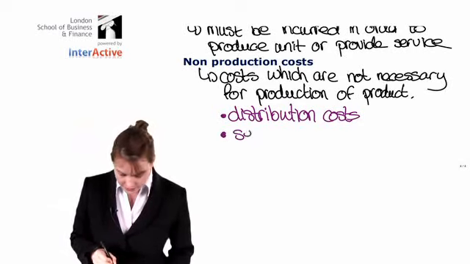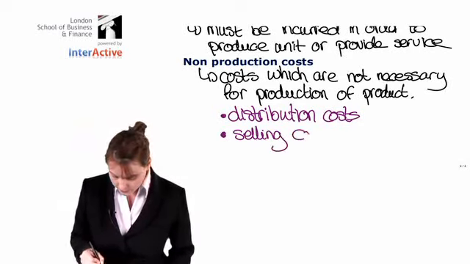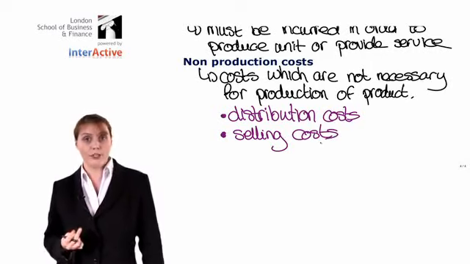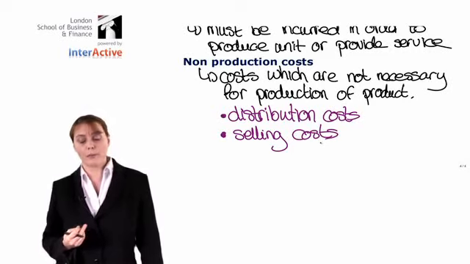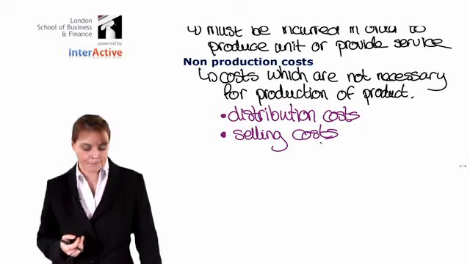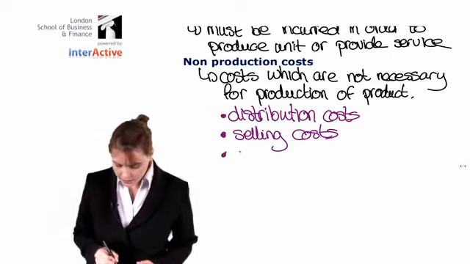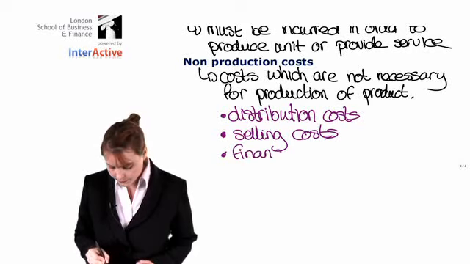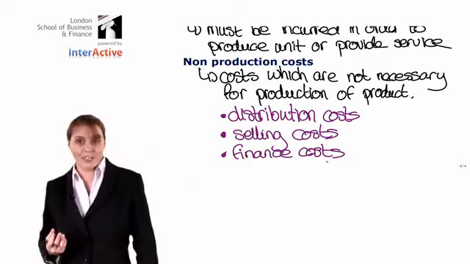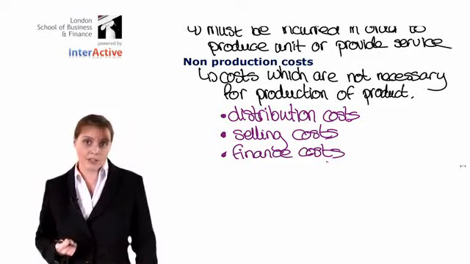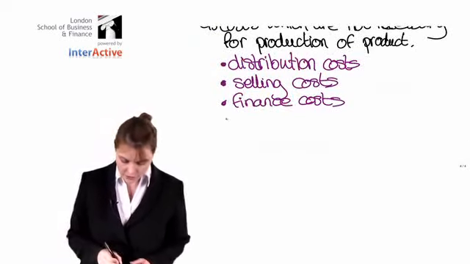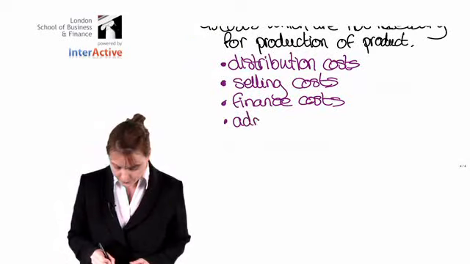Our selling costs. So perhaps we're paying our sales manager a commission for each unit they sell of our product. That would be included in our selling costs. Our finance costs. So this would be things like the interest on any loans we've taken out to fund our business. And finally, our administration costs.